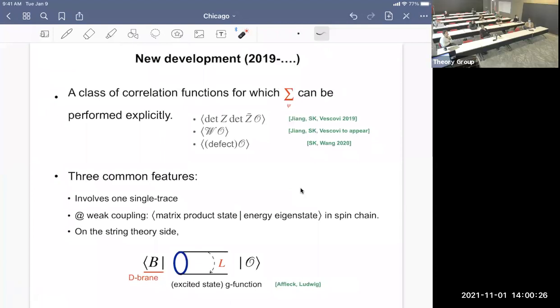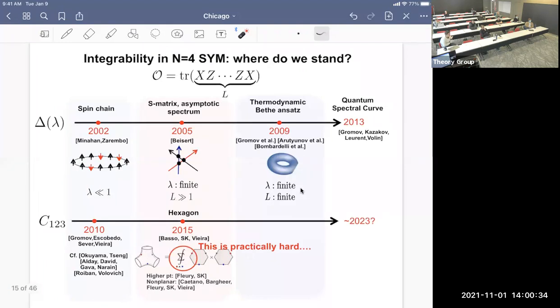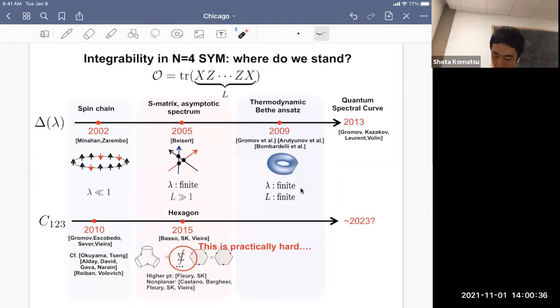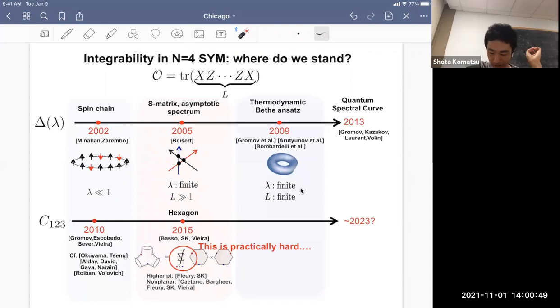Yes? Shota, before you go on, can you explain in a little more detail what kind of object the hexagon is? It's the thing that you're trying to sum there. What is it from the point of view of the worldsheet CFT? It's some boundary. We have some boundary conditions, and we're computing what? Yeah, that's a good question.